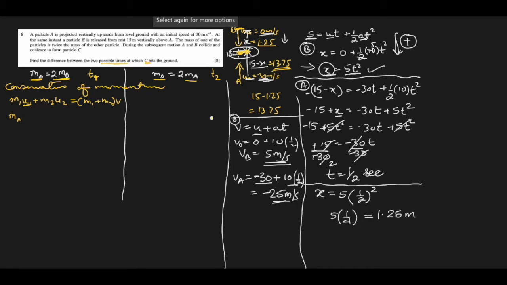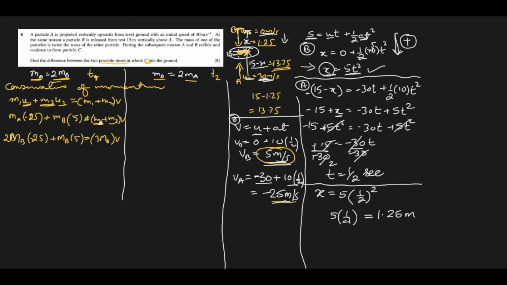So ma, and the velocity of a is minus 25 meters per second. So we'll write minus 25. mb, u2, the velocity we got was positive 5 meters per second. m1 plus m2 and v we want to find out later. All right. So ma is 2 times mb. So ma, 2 times mb, times negative 25 plus mb times 5 equals, okay, m1 plus m2 will be ma plus mb, 2 mb plus mb will be 3 mb. Yes or no?